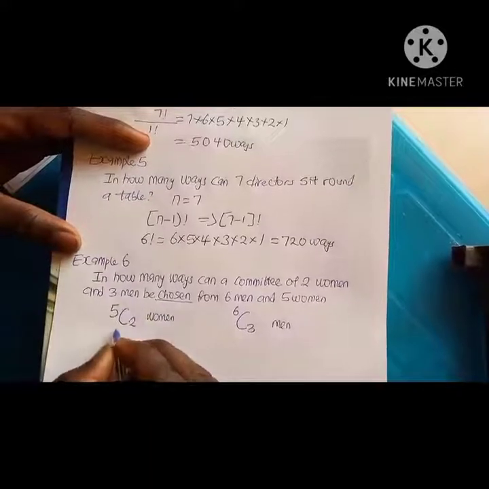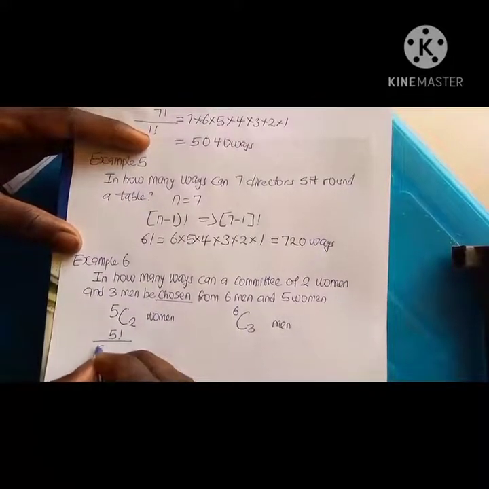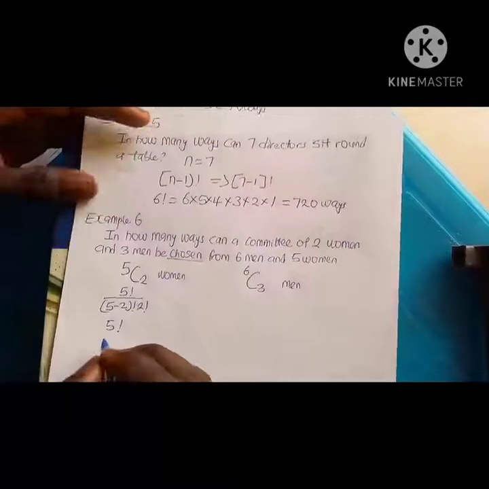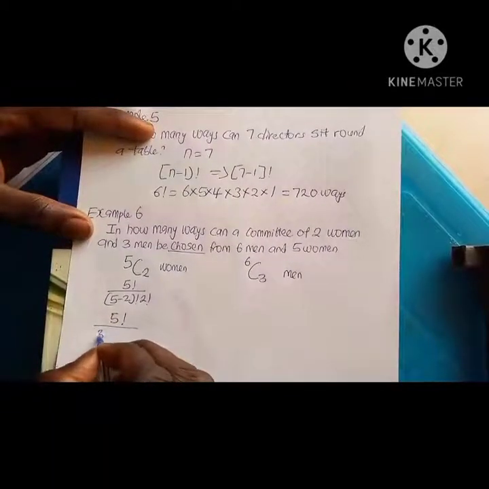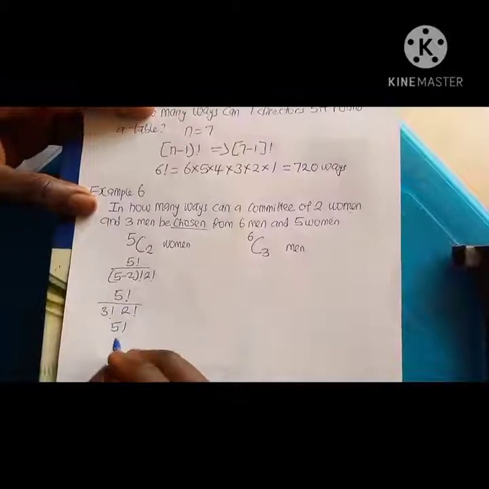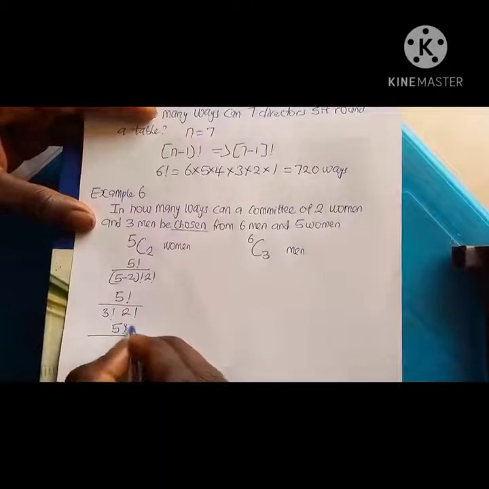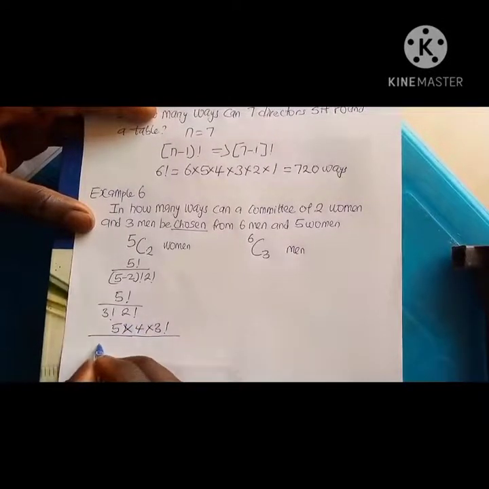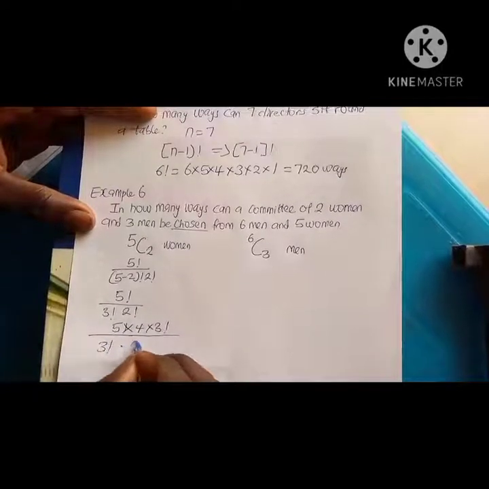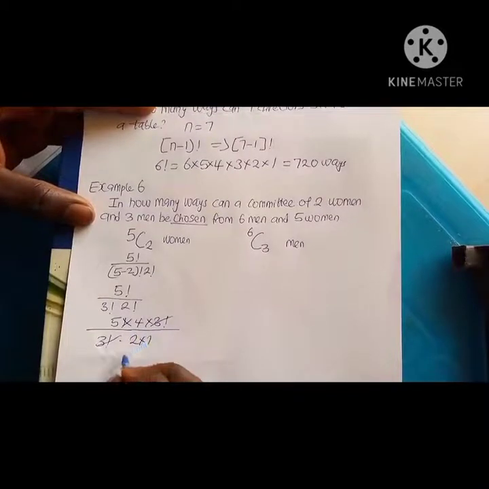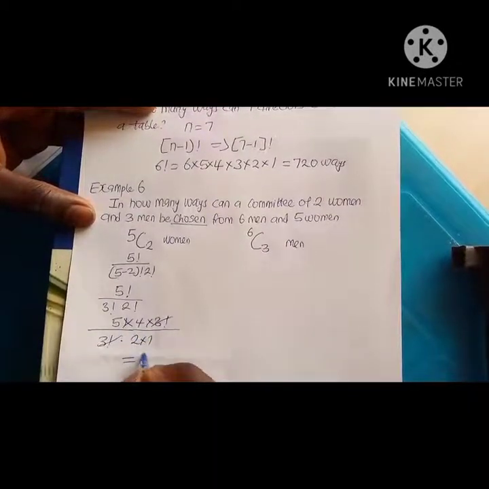So when you do this combination, you have 5 factorial divided by 5 minus 2 factorial, then 2 factorial. Then you are going to have 5 factorial divided by 3 factorial, then 2 factorial, where you'll be having 5 multiplied by 4 multiplied by 3 factorial, then divided by 3 factorial, then multiplied by 2 times 1. This one will cancel this. Then 20 divided by 2, 5 times 4 is 20, is going to be 10.